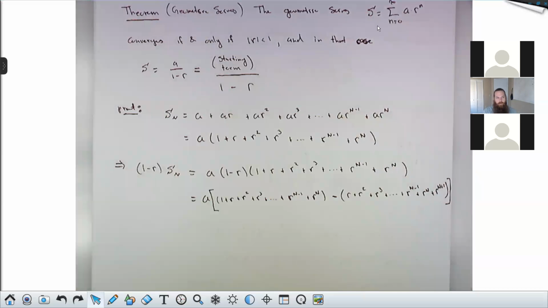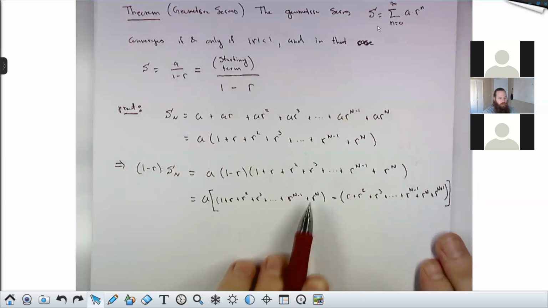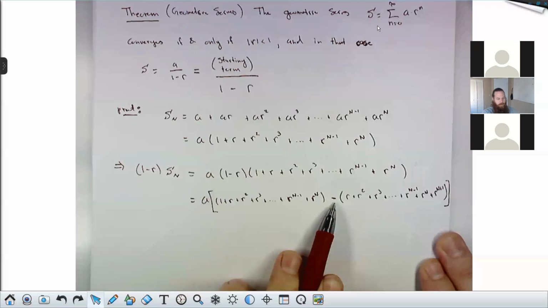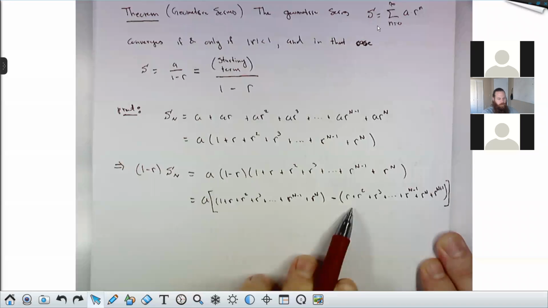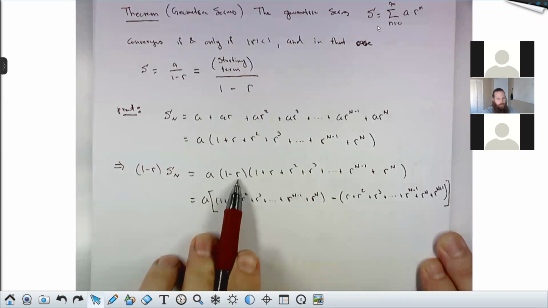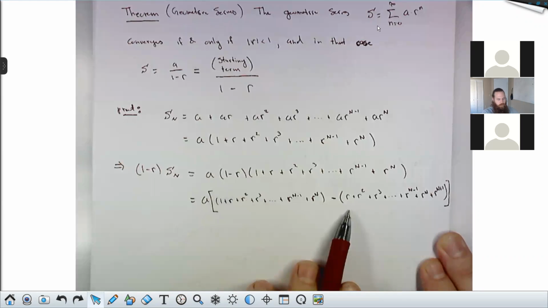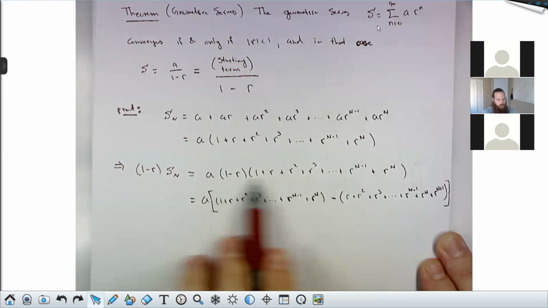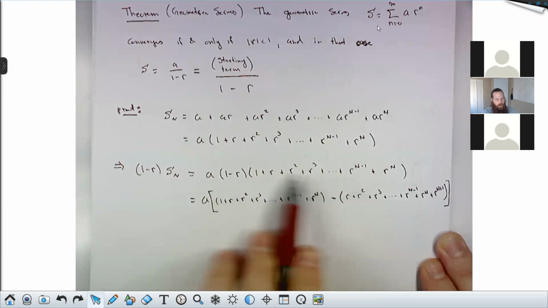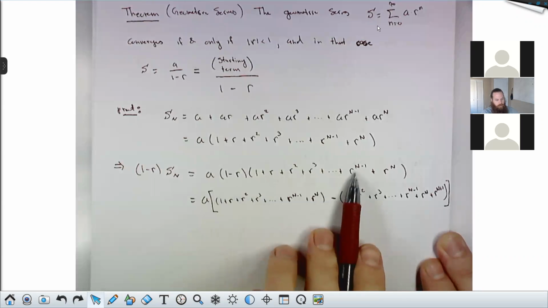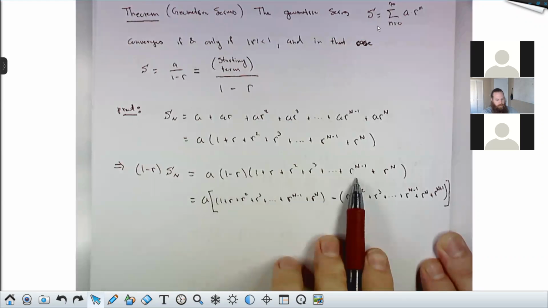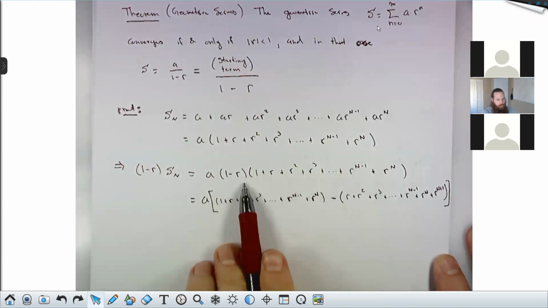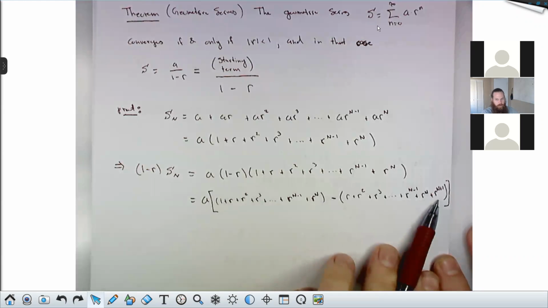So I'm distributing the 1 minus r. This is what I get when I multiply through by the 1. This minus is this minus. This is what I get when I multiply through by the r. r times 1 is r. r times r is r squared. r times r squared is r cubed. And it goes on and on until you get to this guy. r times r to the n minus 1, that's r to the n. r times r to the n, that's r to the n plus 1.